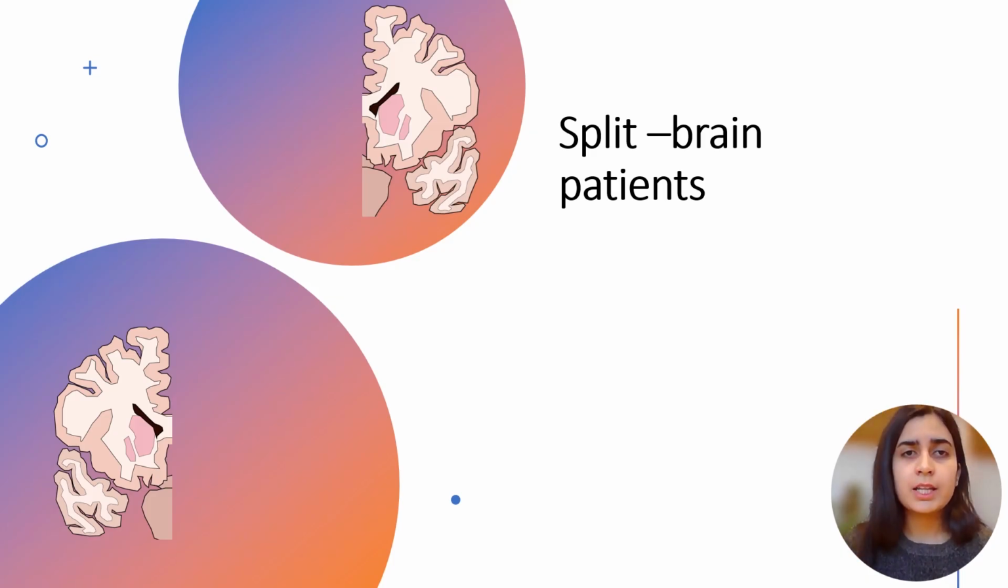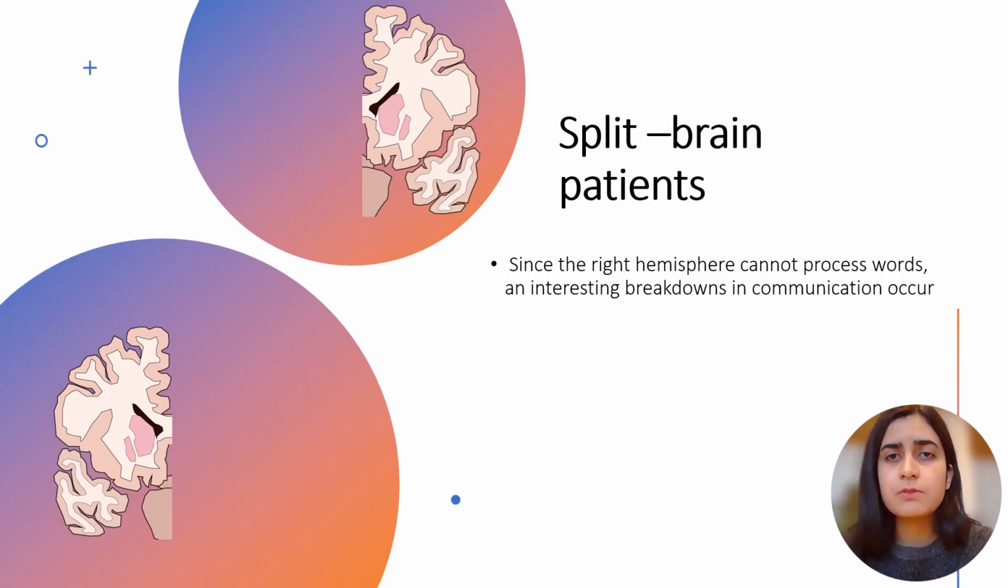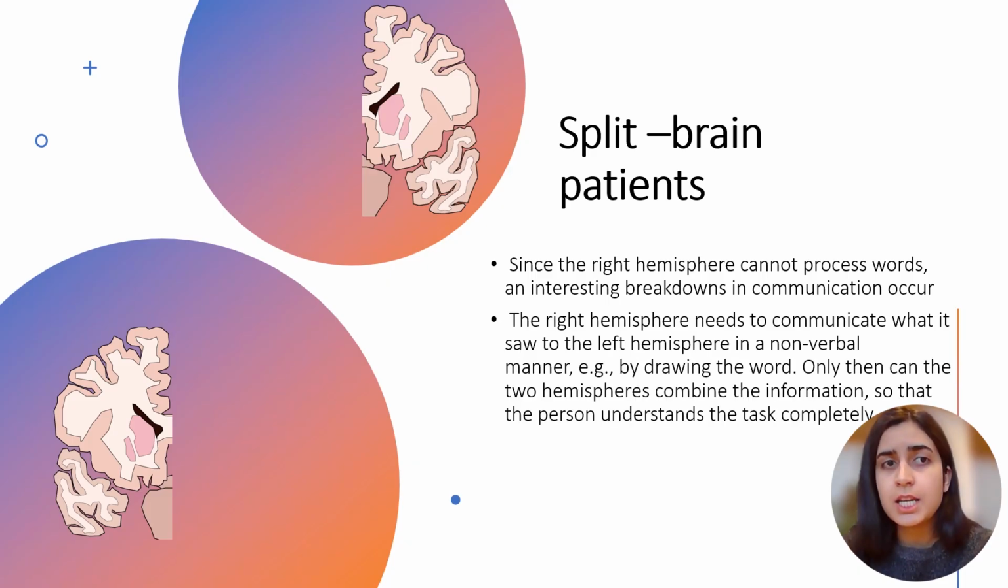Since the right hemisphere cannot process words, we observe an interesting breakdown in verbal comprehension and expression. The right hemisphere needs to communicate what it has seen to the left hemisphere in a non-verbal manner, for example, by drawing the words. Only then can the two hemispheres combine the information and the individual with a split brain fully understand the task presented.